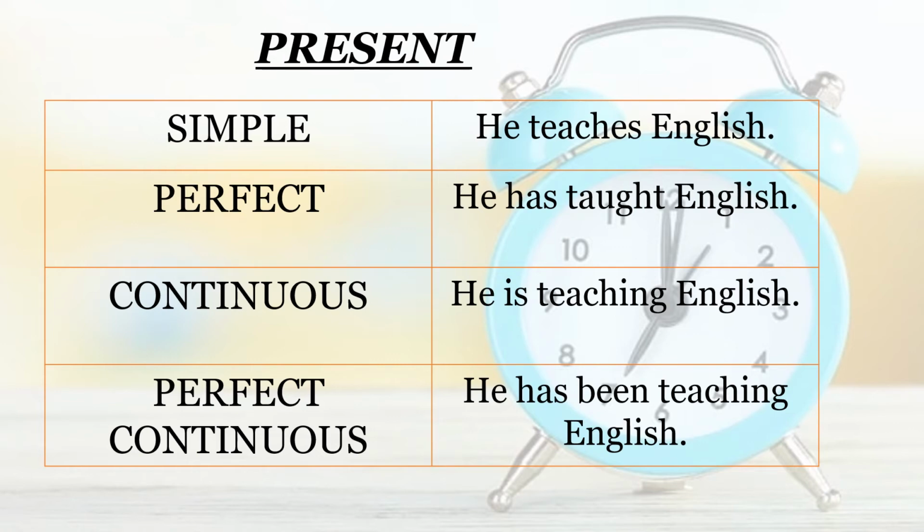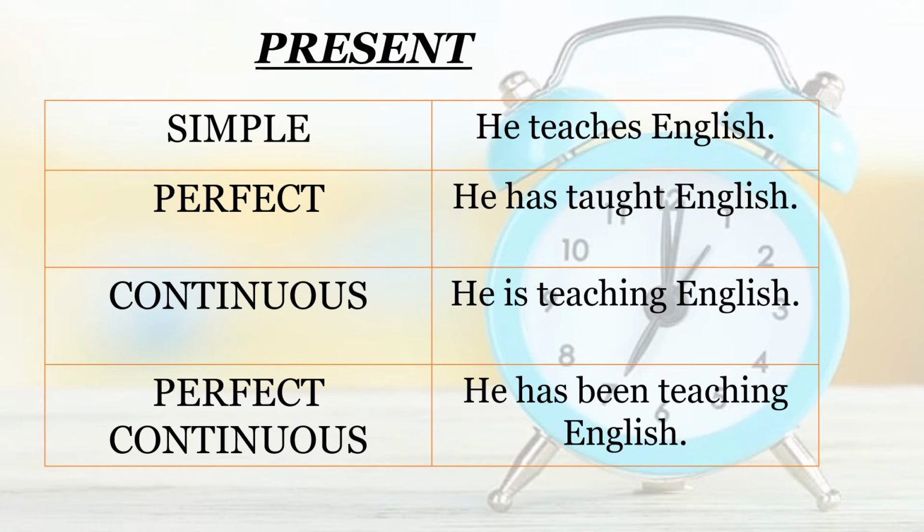Present continuous or present progressive: he is teaching English. Is is the helping verb, and then the present participle of the main verb. It is a continuous tense, so we used ing. We added ing with the base form of the verb, so it became a continuing action, that is he is teaching English.